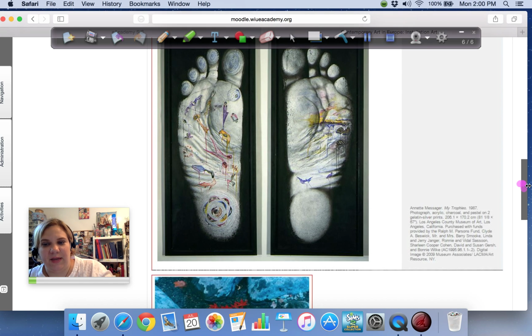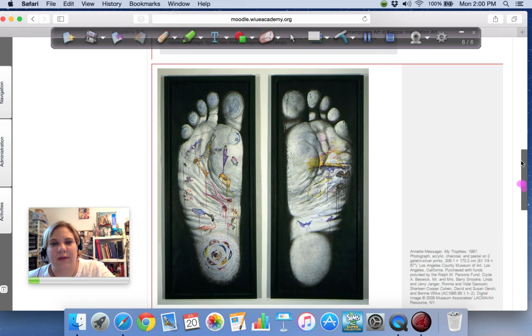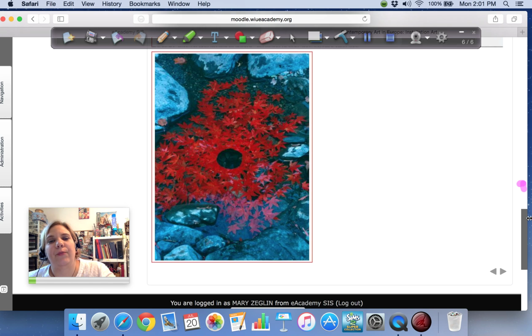Okay, somebody's feet. This is called My Trophies. And again, we have a lot of different things going on. A different group of media is used. It's a photograph, there's acrylic paint, charcoal, and pastels on this print. And pretty different. Would you want that hanging in your house? Maybe you think it's cool. Maybe you think it's hideous. Okay. Modern art really elicits a reaction.